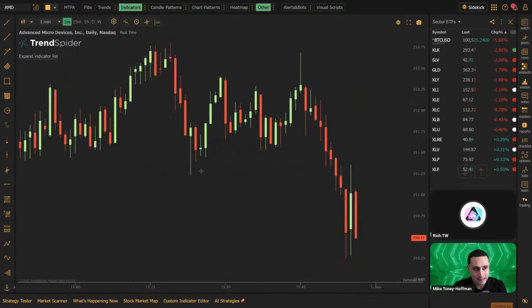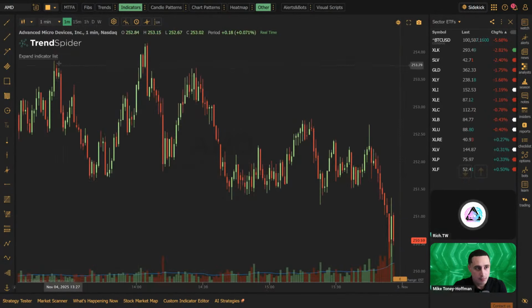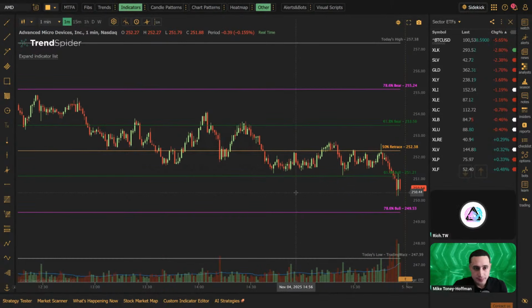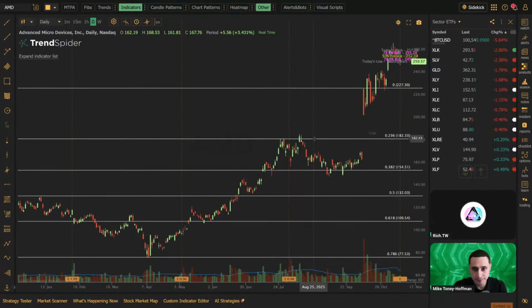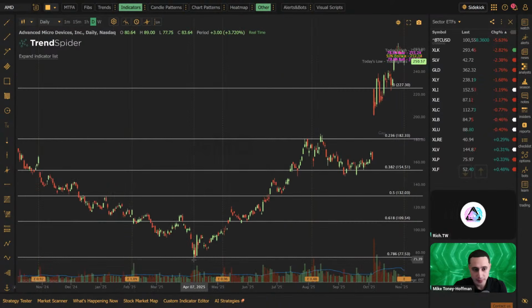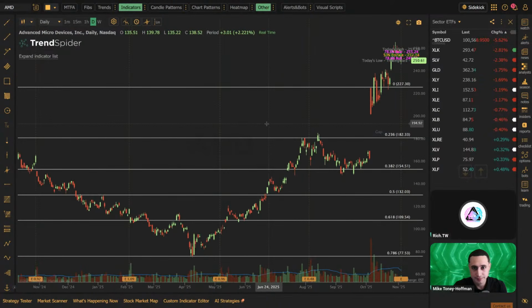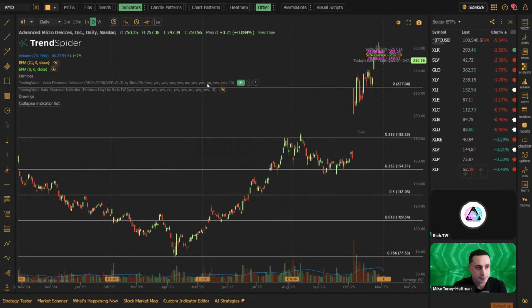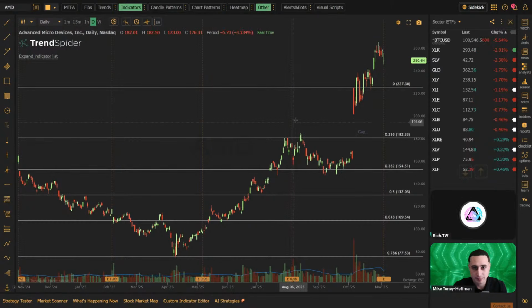So I'm just preparing to load in as much as I can if AMD starts to pull back, because if you look at the run, it went from 77 to 250, you know what I mean? I'm willing to take those pullbacks. And you also see we have that open gap below us. So that's another major support area that I'm looking at as well.